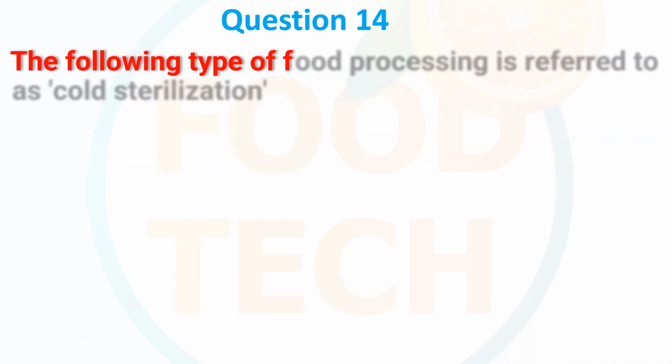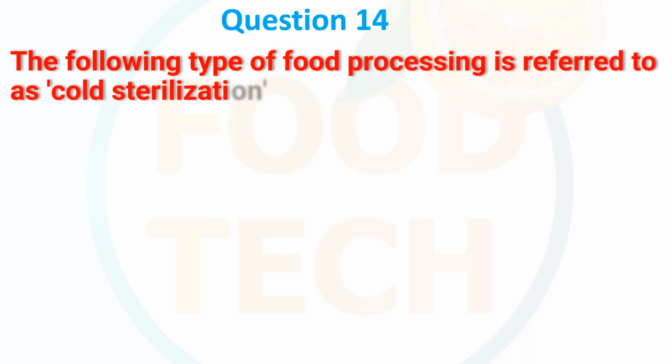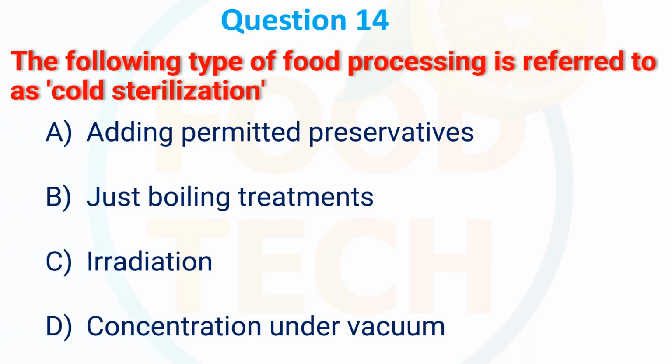The following type of food processing is referred to as cold sterilization: A. Adding permitted preservative, B. Just boiling treatment, C. Irradiation, D. Concentration under vacuum. The answer is irradiation.